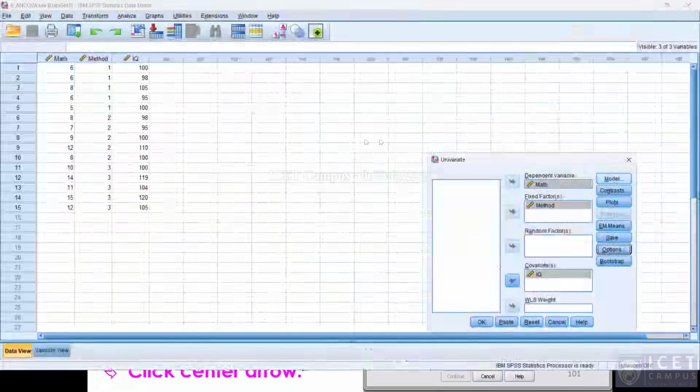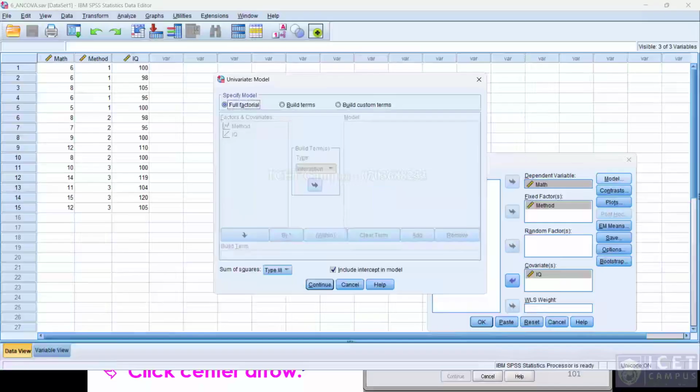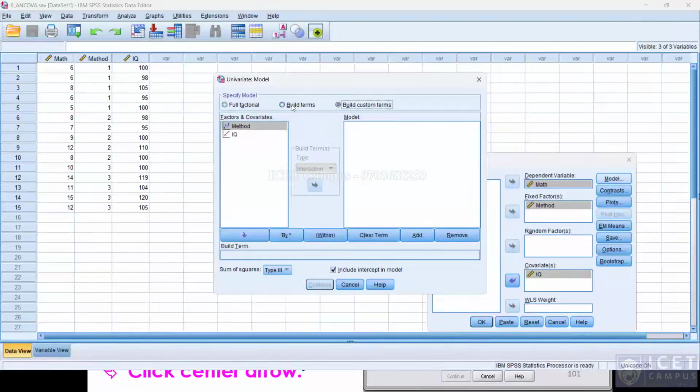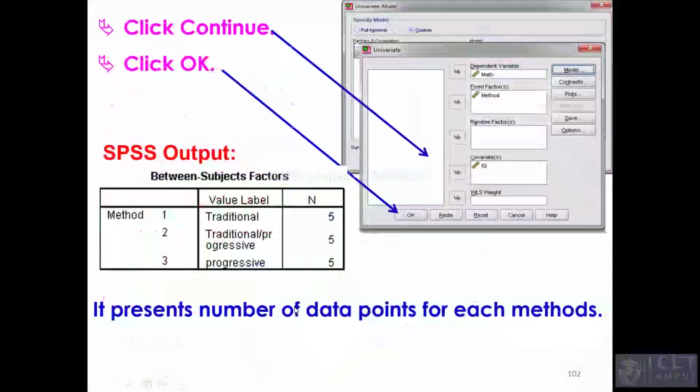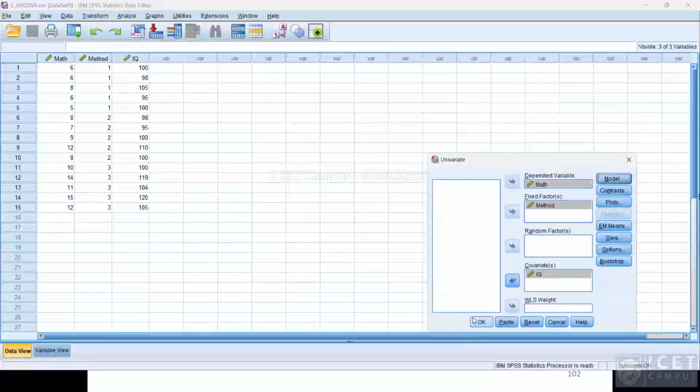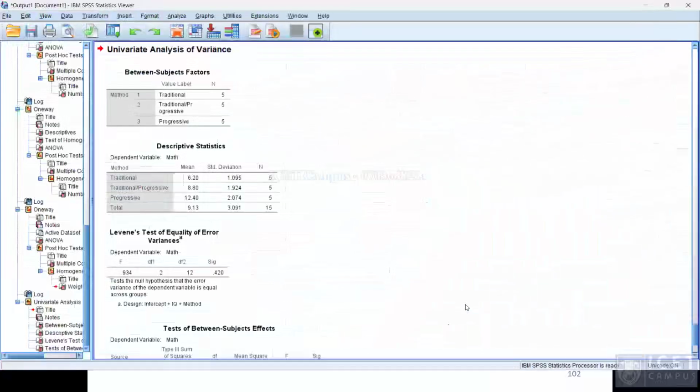Then we can go to model. This is the model, right? So no need to check anything, right? Okay. Then we can take the output. So this is the output.